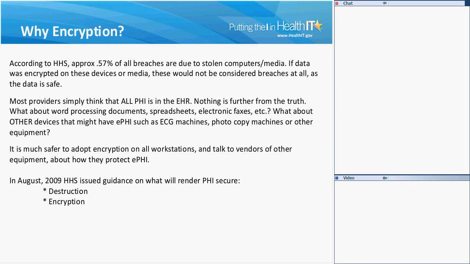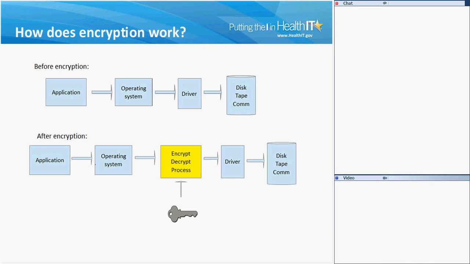So it's much safer to adopt encryption on all workstations and talk to vendors of other equipment about how to protect this PHI. In reference, in August of 2009, HHS issued guidance on what renders your PHI secure. One of them is destruction, which means of all your documents, shredding them, wiping your hard disks and things like that. And the other is actual encryption of the data. Here we see that there is guidance available, and it's going to be a law.